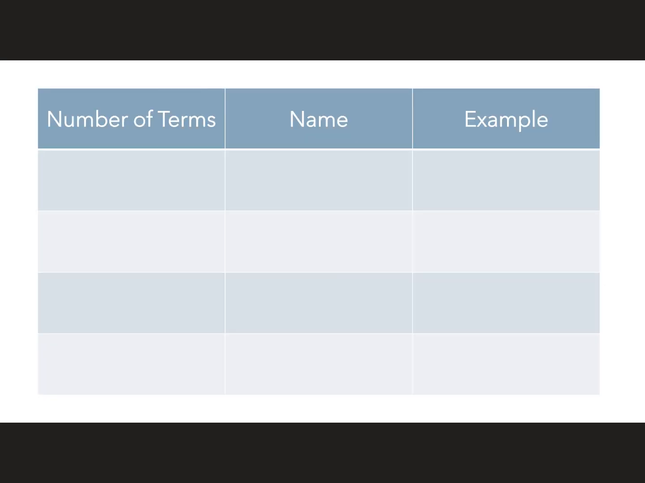Let's look at how we name polynomials based on how many terms they have. A polynomial with one term is called a monomial, with the word mono meaning one. Here's an example. A polynomial with two terms is called a binomial, with the prefix bi meaning two. Here's an example of that. See, two terms.